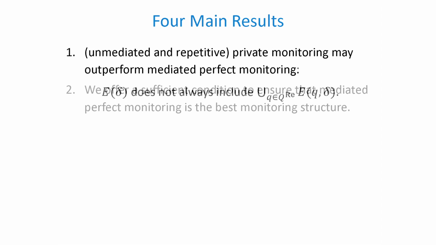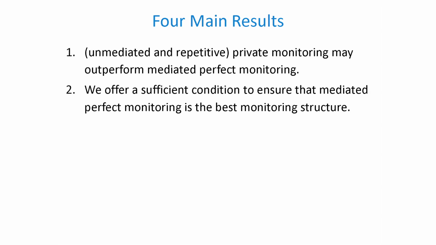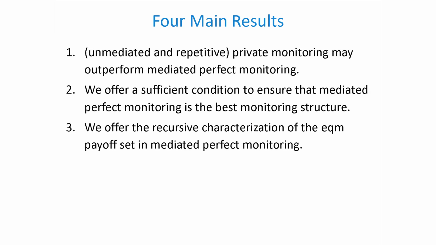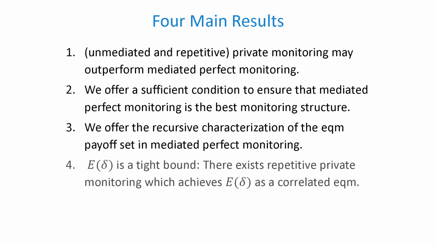And the second one is, as I mentioned, we can offer a sufficient condition to ensure that mediated perfect monitoring is the best monitoring structure, and then offer a recursive characterization of the equilibrium payoff set with this perfect monitoring. With this sufficient condition, this characterized set works as an upper bound of the equilibrium payoffs. And then another question is how tight this bound is. It's tight in the sense that there exists a repeated private monitoring structure which achieves this set at least as a correlated equilibrium. Okay, so for Nash, I'm not entirely sure yet.